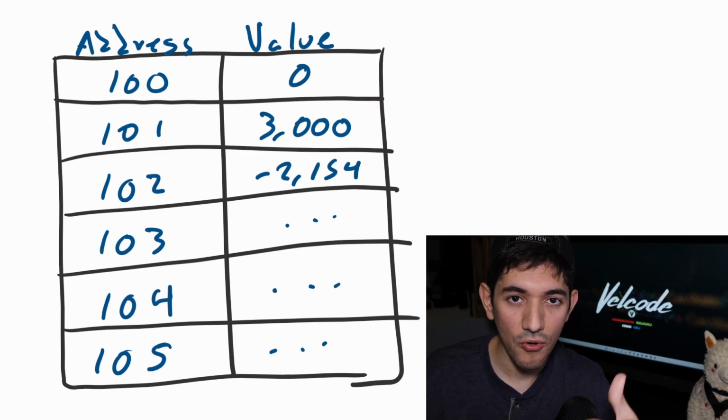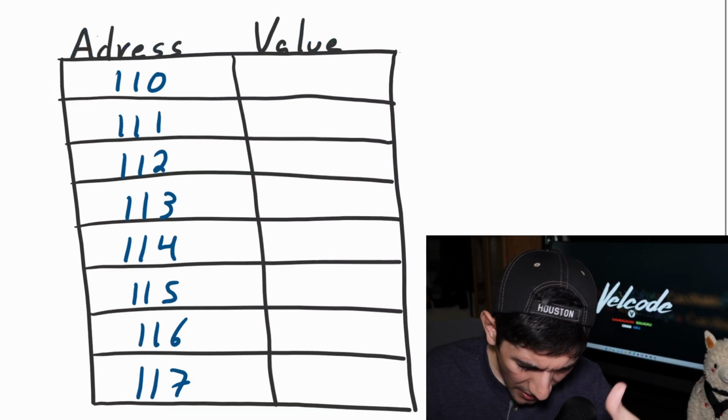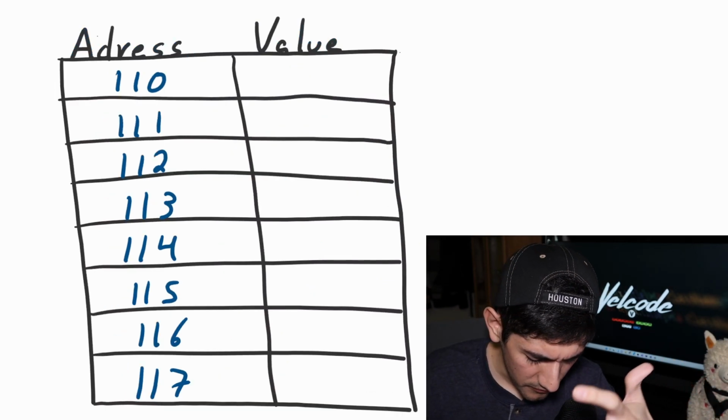Okay, how does a variable in memory look? So I pre-created this memory table, right?